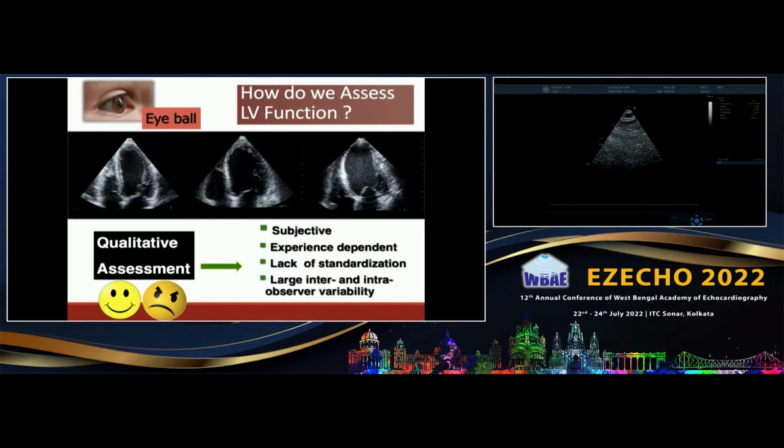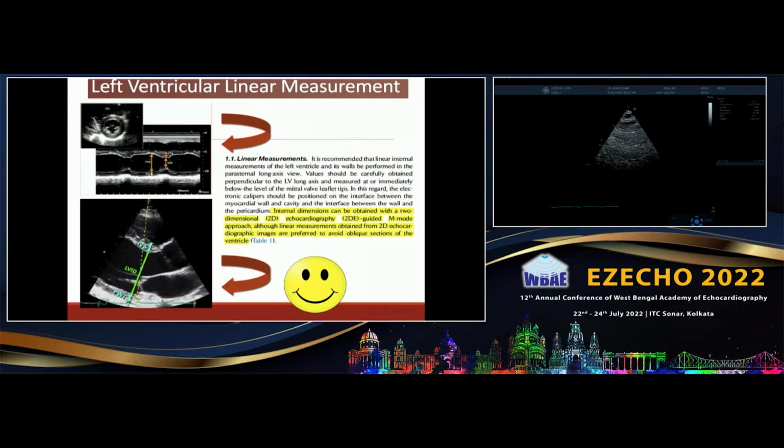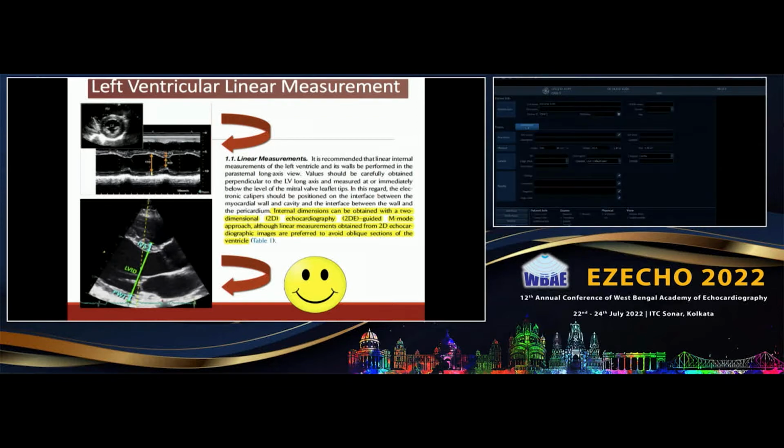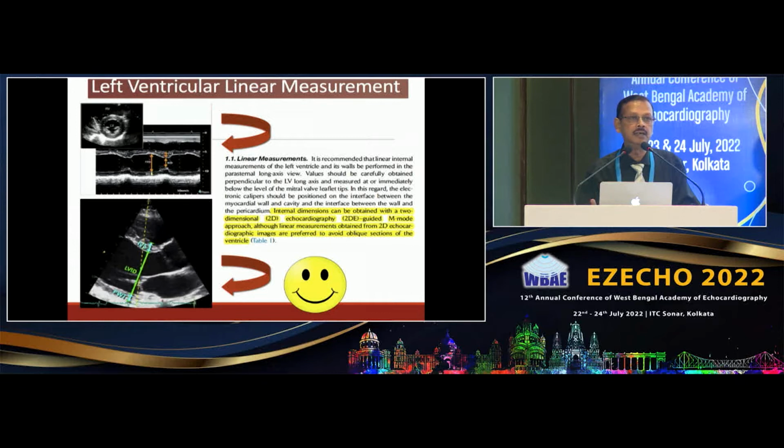How do we assess the LV function? Qualitative assessment. Usually we do it. It is quite fair, but it's not fairly objective. But what is needed is that linear measurement is now absolutely obsolete. It should not be done for the determination of the EF. You can do linear measurement of LV internal diameters, interventricular septal diameters, posterior wall diameters, but linear measurements are not for EF.